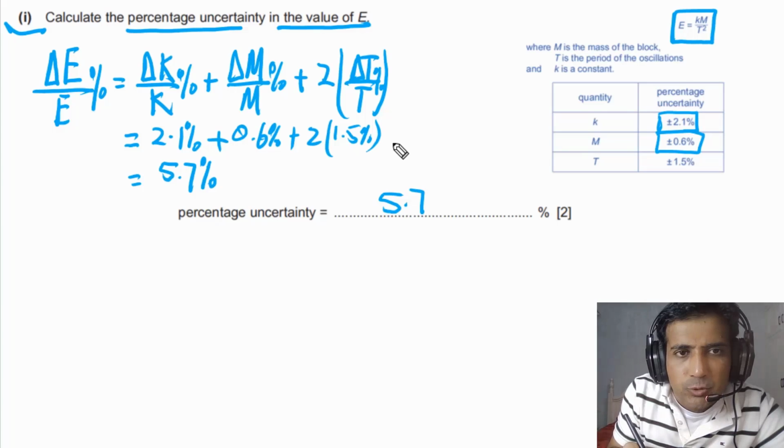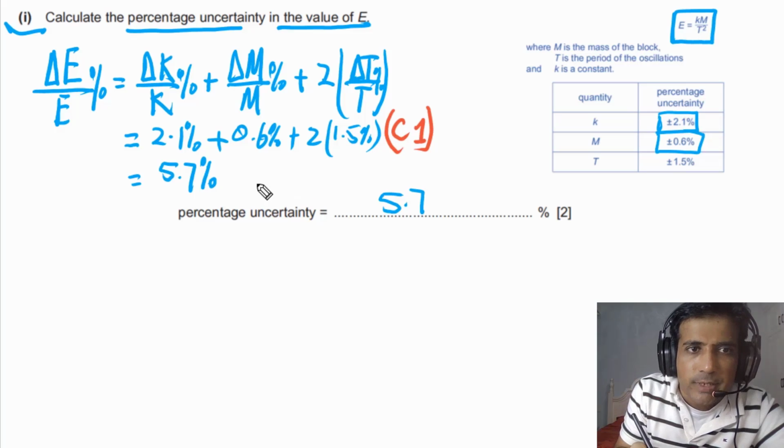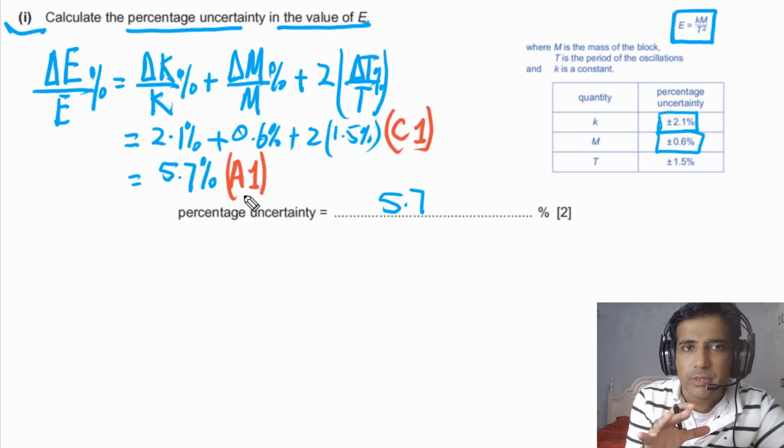This question has 2 marks. The first mark you will get if you have written these percentages, meaning you have added them. The second mark you will get if you have got the right answer. If you have got the right answer, you will get 2 marks. But if your answer is wrong and you have written this step, you will get 1 mark.